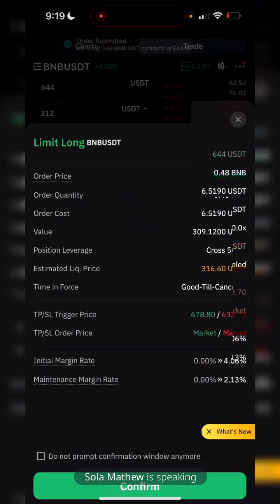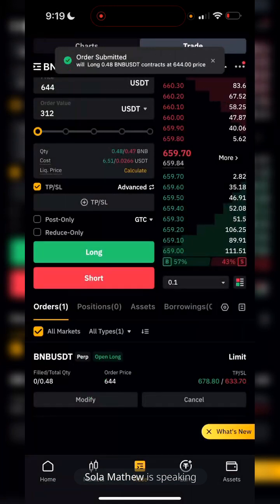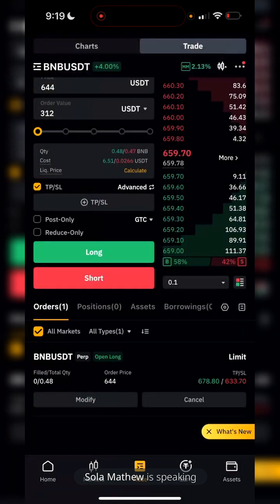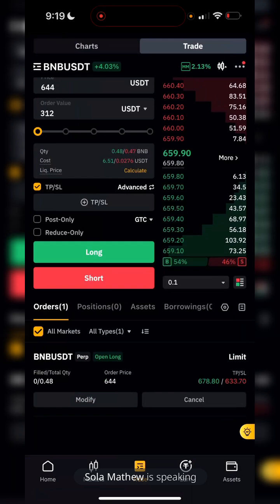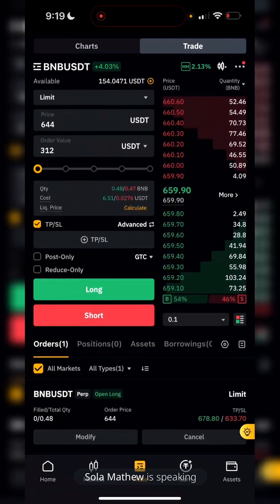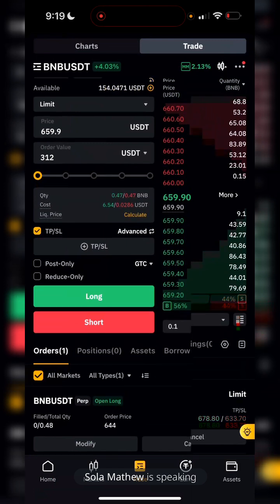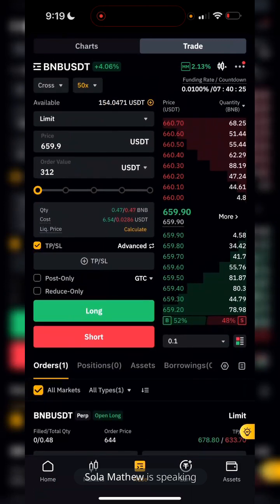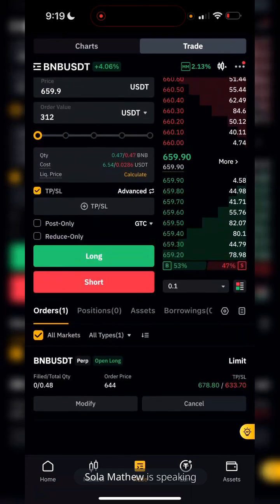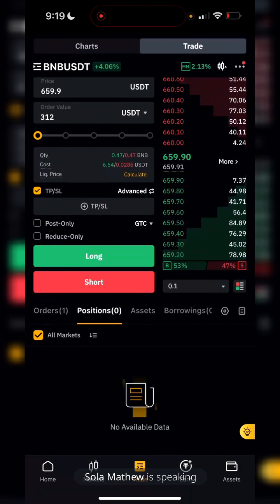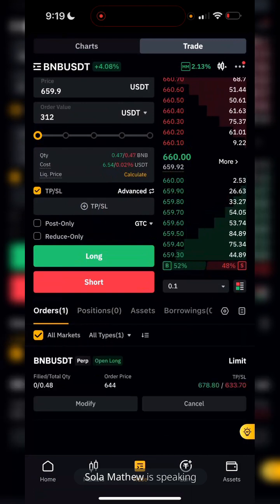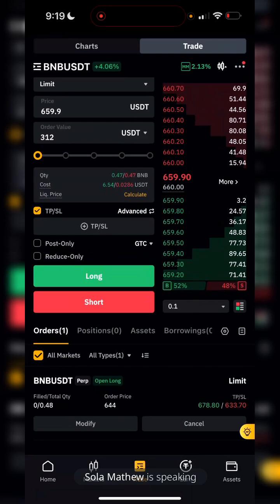Okay, long again. So you see, now if you look at this place, you see that everything is in order, right? So once this trade triggers, when it gets to 644, you can see that at the moment it's at 659. All right. Once the trade gets to 644, it will trigger and it will be shown here at position. So make sure that you go and check your trade once in a while when it gets to the position.